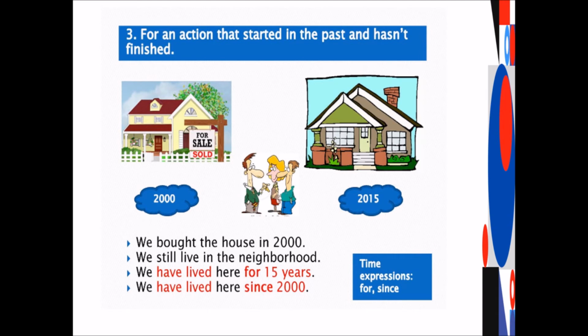I will differentiate simple past and present perfect in a future class that is also going to be on our channel, right? Hashtag Fale Mais. So let's focus here on these examples. We bought the house in 2000. We still live in the neighborhood. So the conclusion is we have lived here for 15 years. We have lived here since 2000.